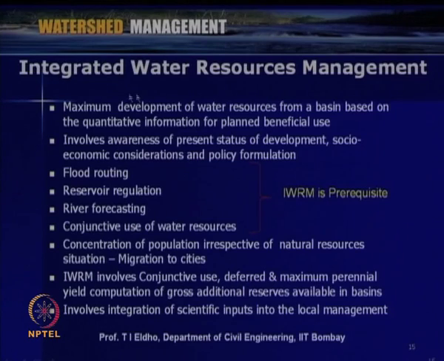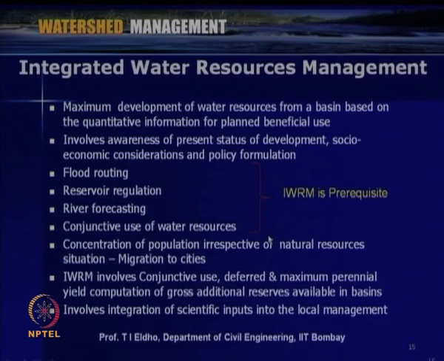So now finally, as far as integrated water resource management is concerned, various things can be there, like maximum development of water resource from a basin based on quantitative information for planned beneficial use. It can involve awareness of the present status of development, socio-economic considerations and policy formulation. There can be various technical issues like flood routing, reservoir regulations, river forecasting, then conjunctive use of various water resources. We will be discussing conjunctive use of water resources in the next lecture.